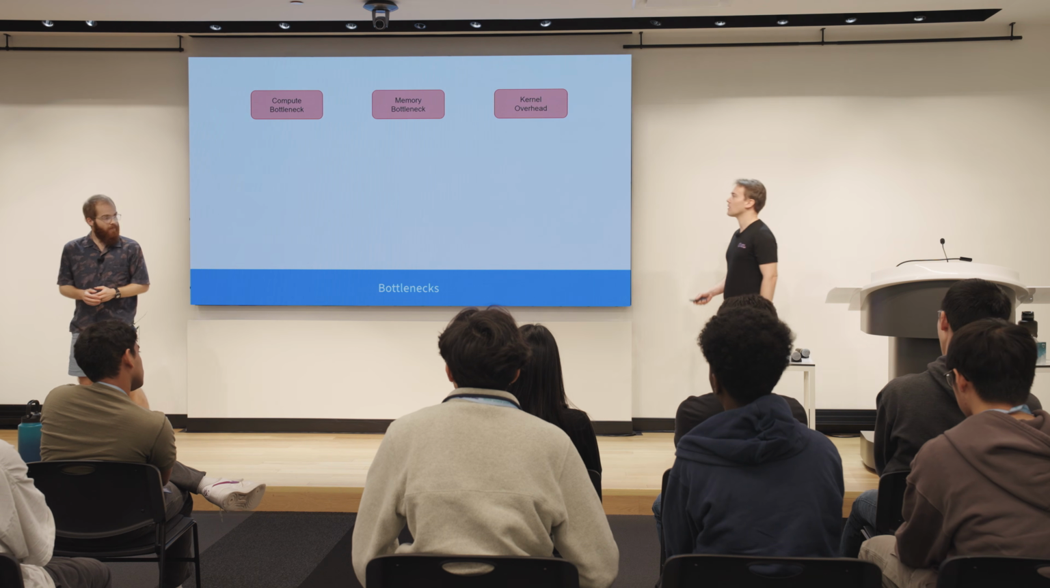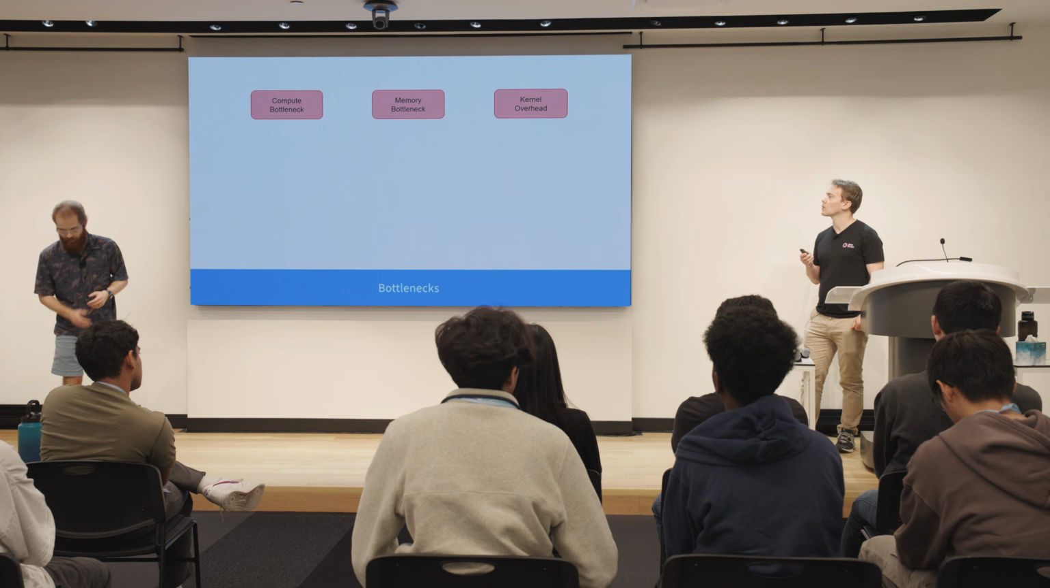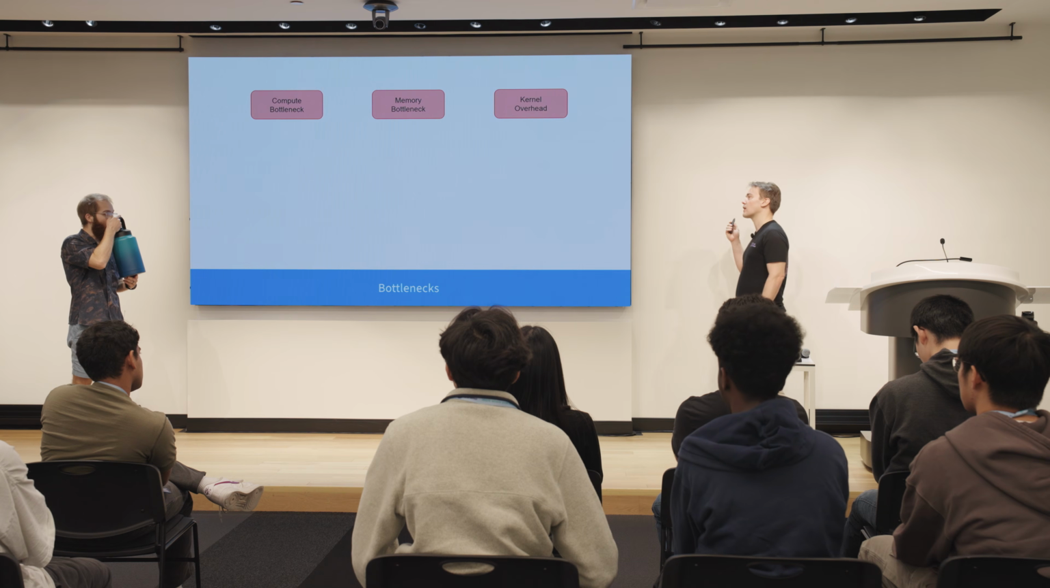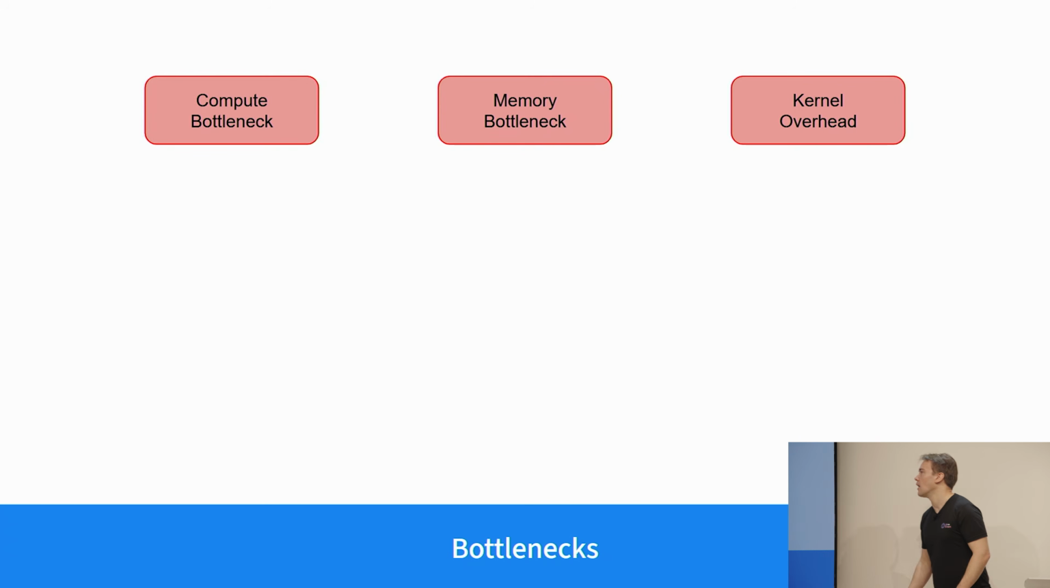So yeah, as Corwin said, we have three types of bottlenecks: compute bottleneck, memory bottleneck, and kernel overhead. And fortunately, there are ways to mitigate all of those. I'll explain at a high level what they are, and then we'll dive a little bit more into some of those.